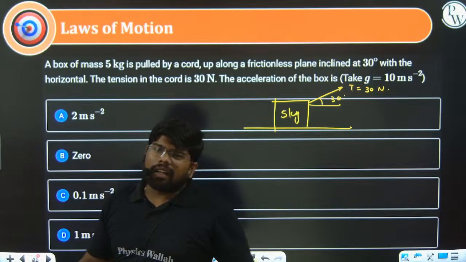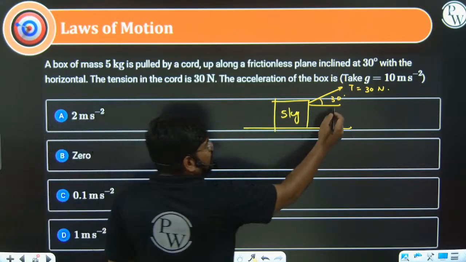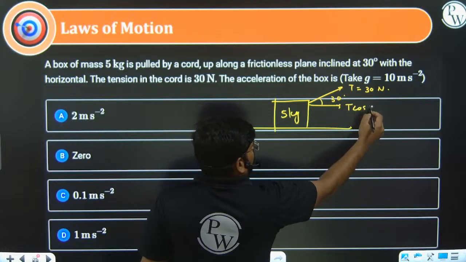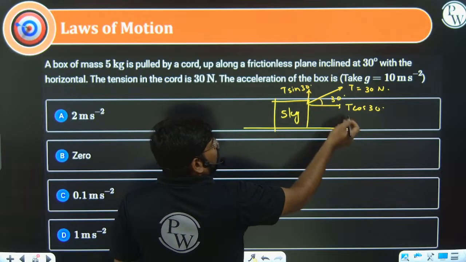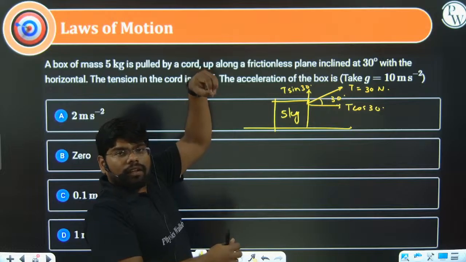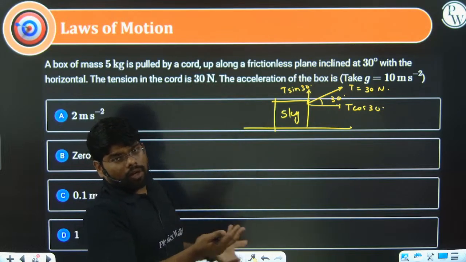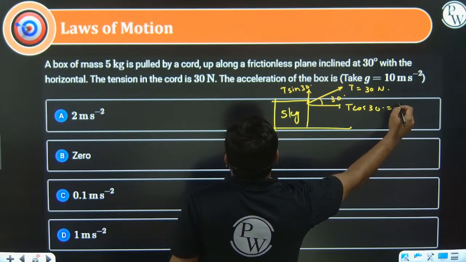So here, a little bit of vectors, resolving of components. We have a force. What are the components here? That is T cos 30 and T sin 30. So what is the T sin 30 value? 30 sin 30 is 15. With 15, can you lift 50 newtons? Not possible. So it is only going to accelerate along the x-axis. That is, the T value is 30.